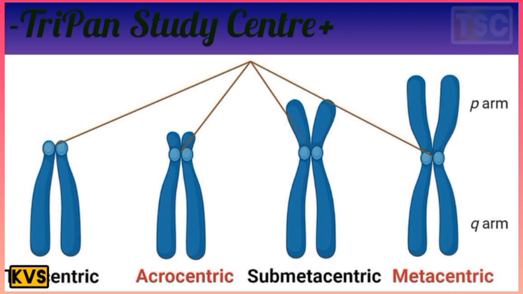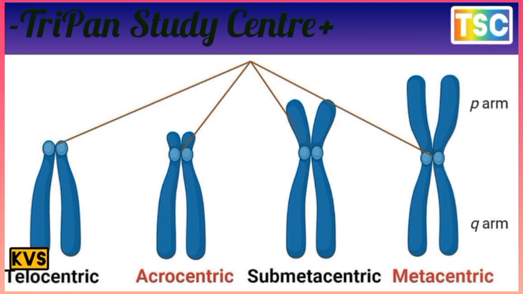Centromeres are of 4 types, generally explained here. First of all, there are telocentrics. I have already described telocentrics here. And second are acrocentrics. And third, submetacentric. And last is metacentric. That is important.